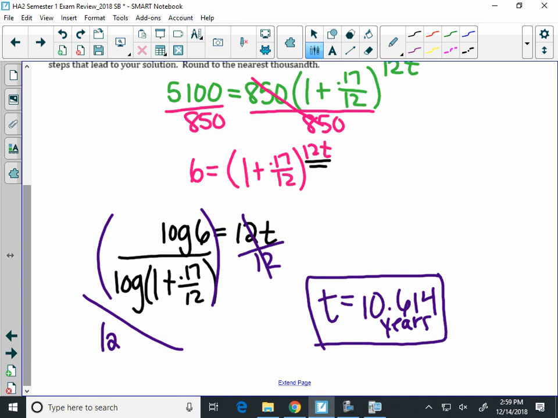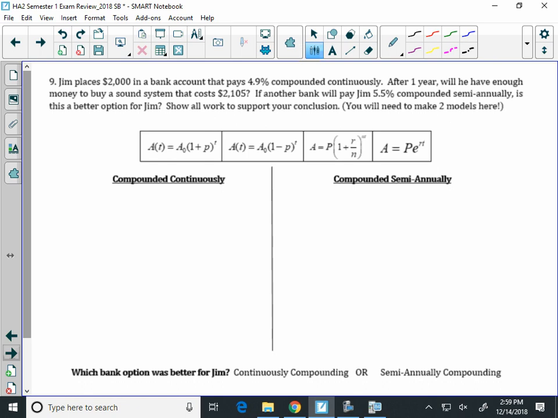Okay, so hopefully that reviews some of the solving exponentials for you. A couple more problems here. Here's a comparison question. It says Jim puts $2,000 in a bank account, and the bank account pays 4.9% compounded continuously. He wants to know that if he puts that $2,000 in the bank account, after 1 year, will he have enough money to buy a sound system worth $2,105? So will he earn $105 in interest over the year?